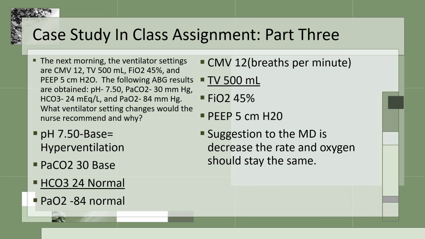So I always draw my lines. The first 3 are your acid base, right? And those control the rate. So our rate of breaths is 12, but the patient is hyperventilating. So we will suggest to the doctor to decrease the rate. I know it's 12 breaths a minute and you're thinking that's not enough. Please don't talk yourself out of the right answer. Don't worry about the number, just understand that the patient is hyperventilating. Your PaO2 is normal, so we're not going to suggest any oxygen changes, so the FiO2 should stay the same.